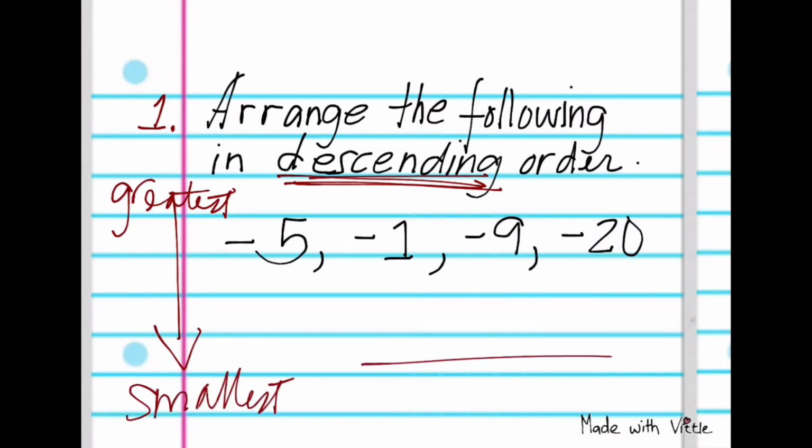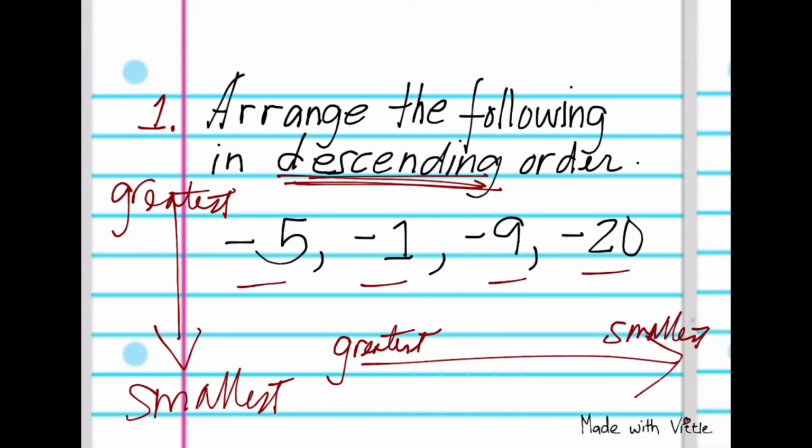So if you have to arrange them here, you're going to have to start to write the greatest number here, going to the smallest number. So looking at the negative numbers given, you have to look for the greatest one. And the greatest one on your number line is the one closest to 0 or positive numbers.